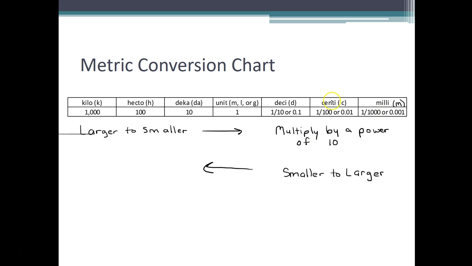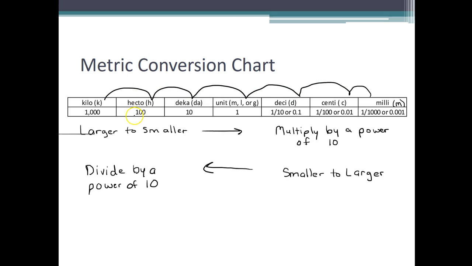Let's say you're converting centimeters on your ruler to decameters. Then you have to divide by a power of 10 to do your conversions. And however many hops you make, that's what power of 10 you're using. You count your hops. Like from kilo to deca is 2 hops to the right, so you times by 10 twice. Or centi to units is 2 hops to the left, so you divide by 10 twice.